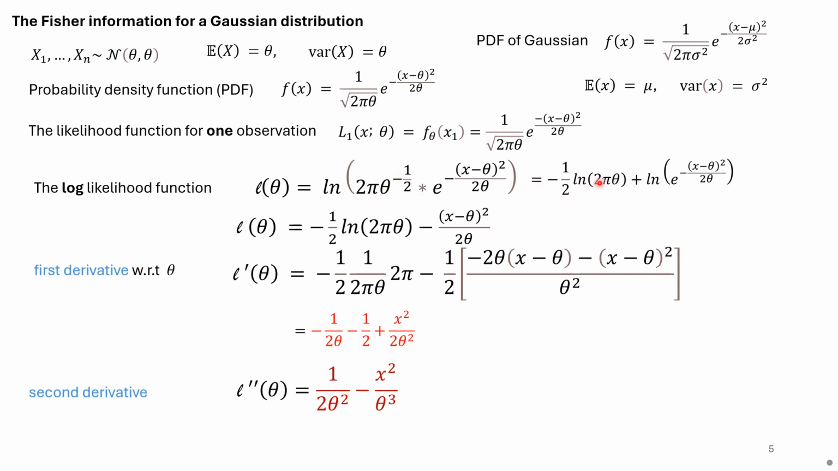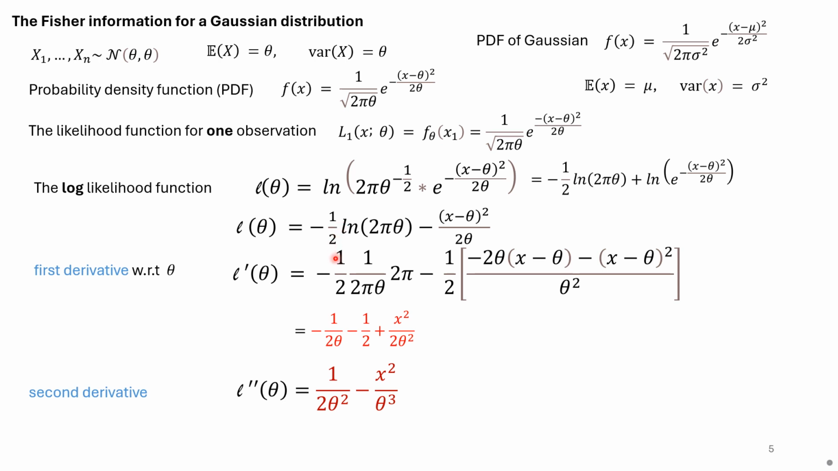Then we can have two log terms here. So this is the first term and this is the second term. Then we can further simplify this one and we get x minus theta squared over 2 theta. This negative sign is here. Now take the first derivative with respect to theta.